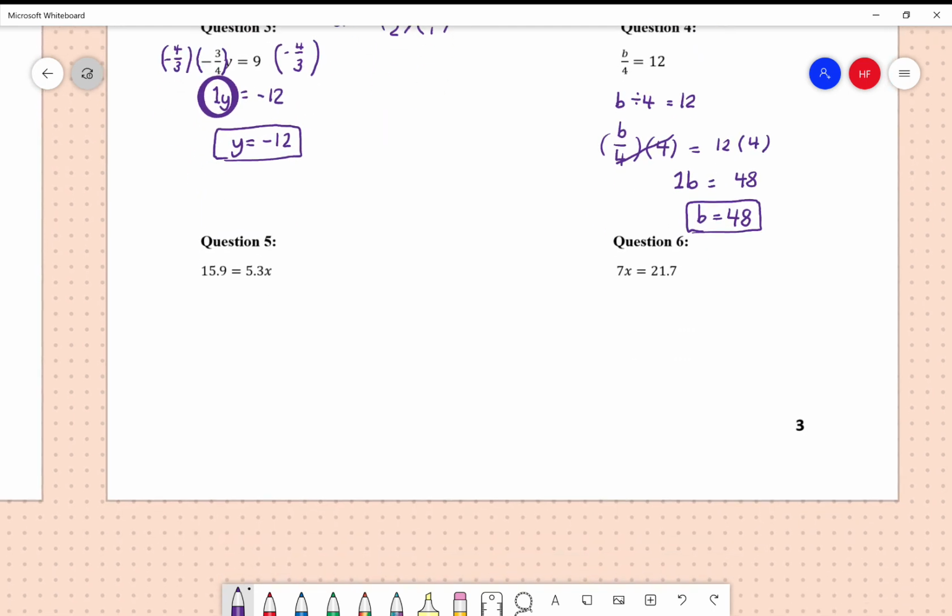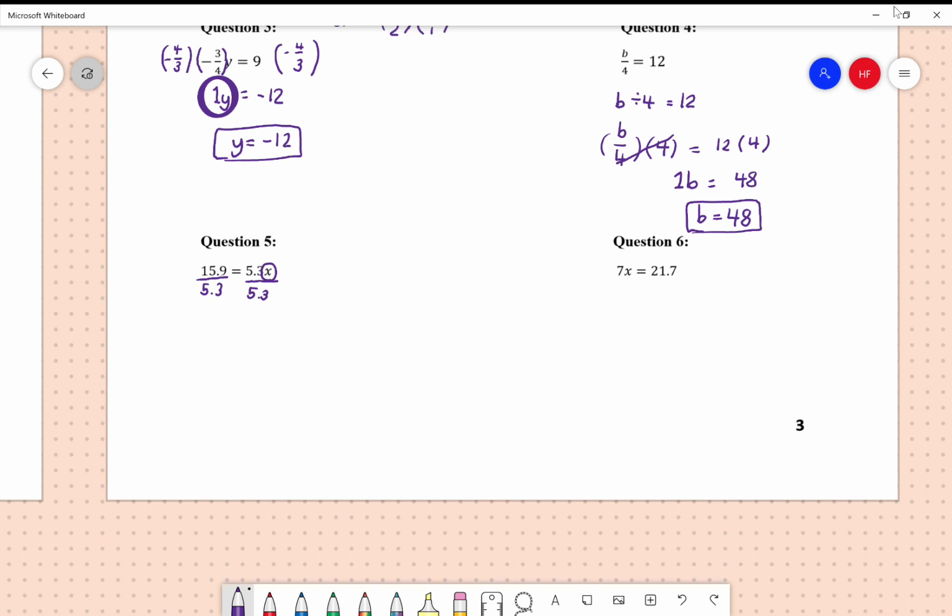In question 5, we got 15.9 equals 5.3x. My variable is on the right this time. I'm still going to do everything to isolate the variable. So I'm going to divide by 5.3 because right here they're multiplying. So I need to do the opposite. I have to do the same thing on the left as I do on the right.